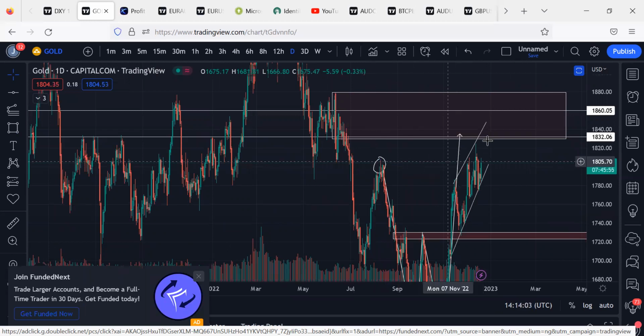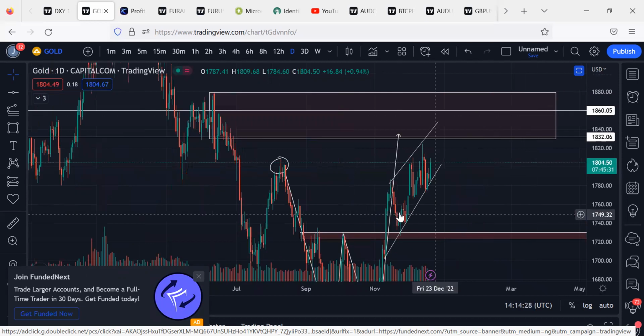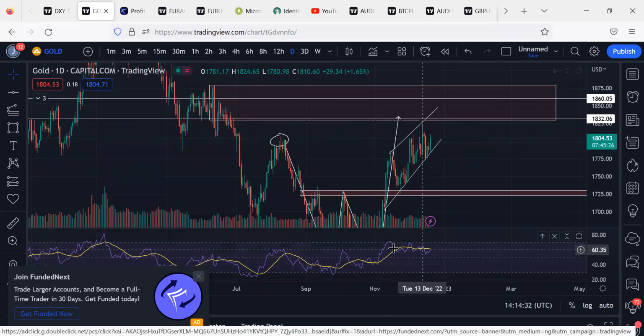Since we've broken this, it is easier to say that we'll definitely reverse to the 1728 to 1720 area to find a demand here again on the higher time frame before we expand to the downside, because we can't just keep expanding. It's possible for us to keep expanding, but since we are seeing this sluggishness, that means a reversal is on the way, because our RSI will tell us something else again.